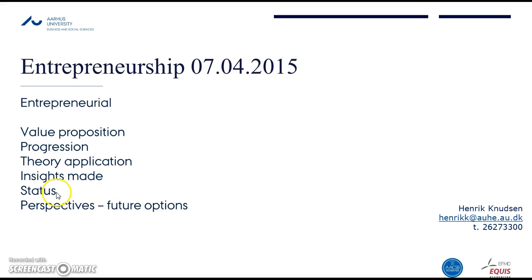Then you can finish off, instead of a conclusion, you write a status and say, what is the status of this project at the moment? You're finishing down, you have to hand it in in a few days, the deadline's close. What is the status? So this is recapping the value proposition, the progression, theory application, which theories you've used, and of course then you can elaborate how you've used them, pros and cons, the insights made, and then the status for the value proposition, status for yourself, personal status. And then making the status, what will be the next steps? What are the future options?